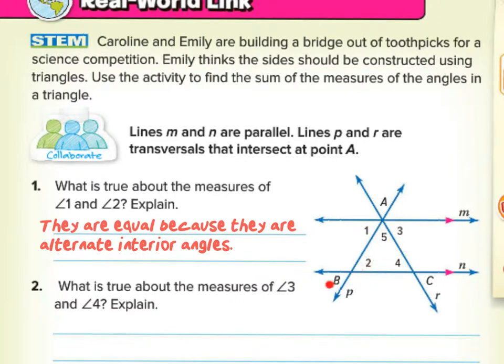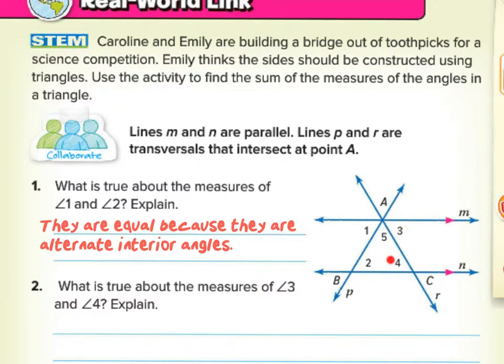And then we can find over here, for example, that these are vertical angles and these are vertical angles, and we know that vertical angles are equal, right? And then we also know that adjacent angles are supplementary and they add up to 180. We only know angle 1, we don't know angle 5, or this angle here that's not labeled. But let's continue. What is true about the measures of angle 3 and angle 4?